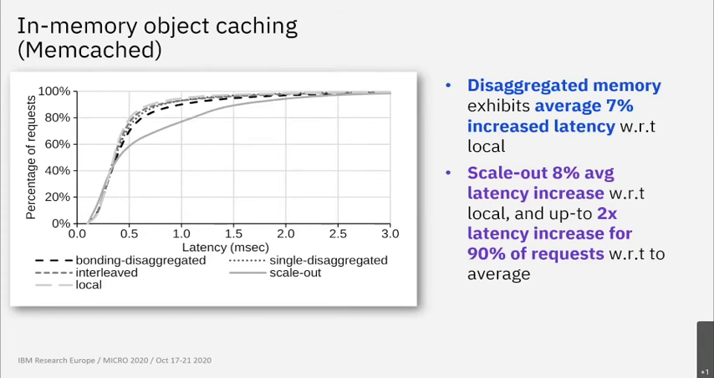And surprisingly, the scale-out is also slightly slower than disaggregated memory, and it also has a quite higher latency variability, because we have seen that for 90% of the requests, the latency is twice the average latency. This is because in scale-out, we have a proxy between the application clients and the servers. While with the disaggregation, we can remove the proxy and thus remove one network hop that can increase the variability of the transaction itself.